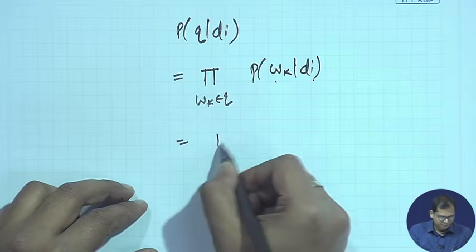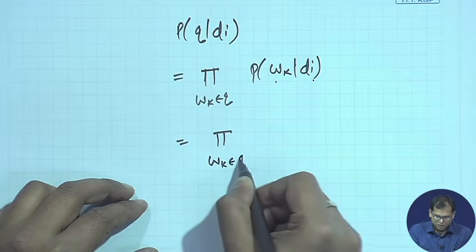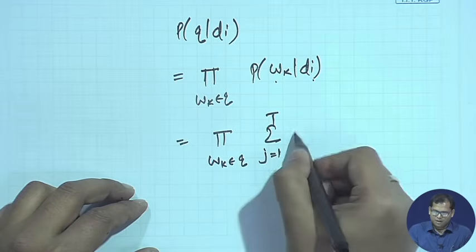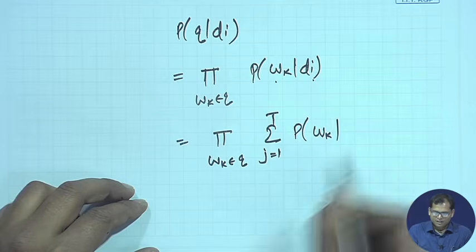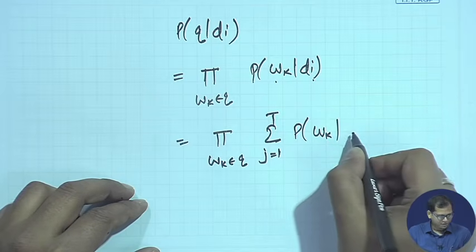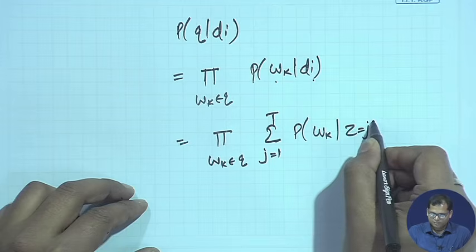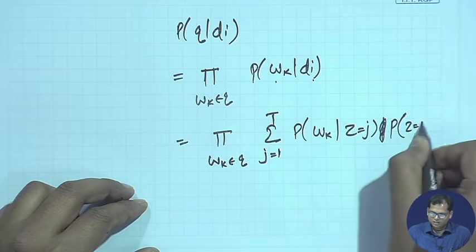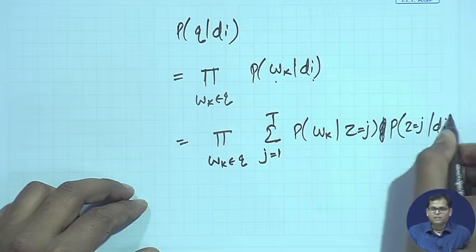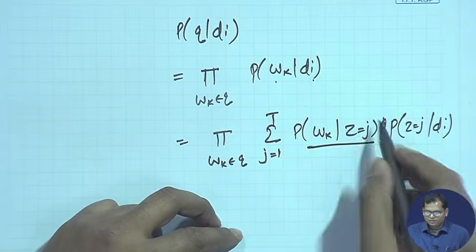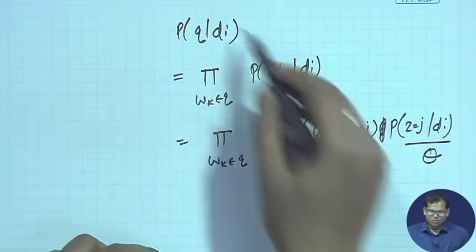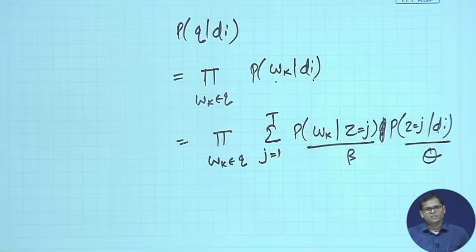So, this will be over all words in the query, summation over all topics, probability of wk given topic is j, times probability of topic is j given document di. This comes from your beta directly, and this comes from your theta directly, and you use that to find out the probability of this query given this document. So, this is again a very interesting use.